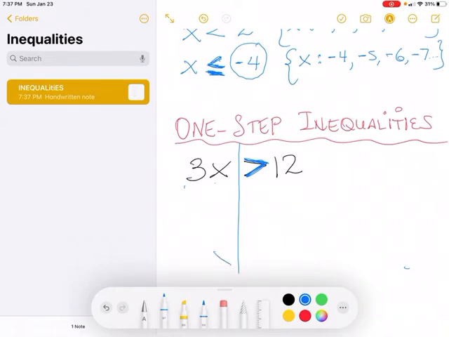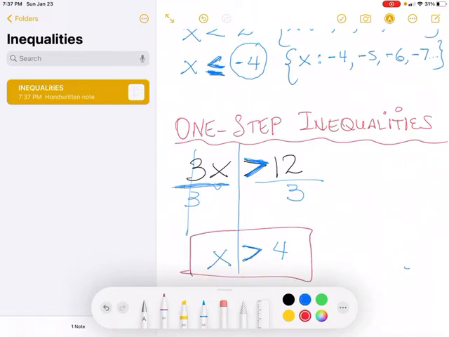Again, our goal is to get x by itself. So in this case, we have to get rid of the 3. So we're going to divide each side by 3. You do the same thing as in equations. 3 divided by 3 is 1. 12 divided by 3 is 4. And your answer will not be x equals 4, but it will be x is greater than 4. So what numbers are greater than 4? 5, 6, 7, 8, 9, and so forth.